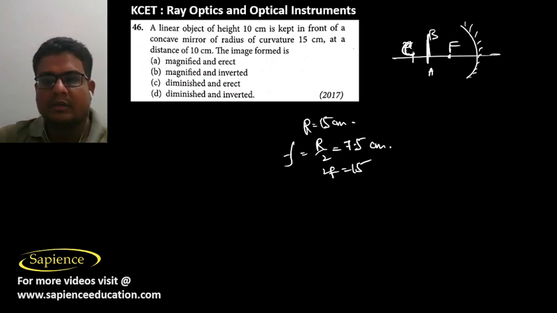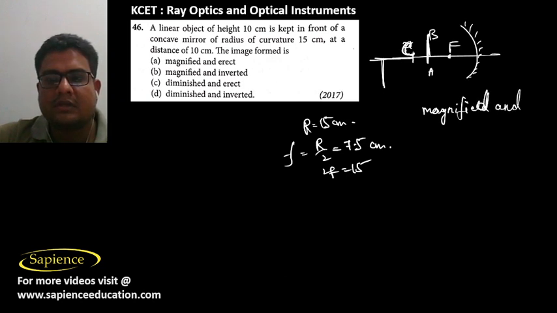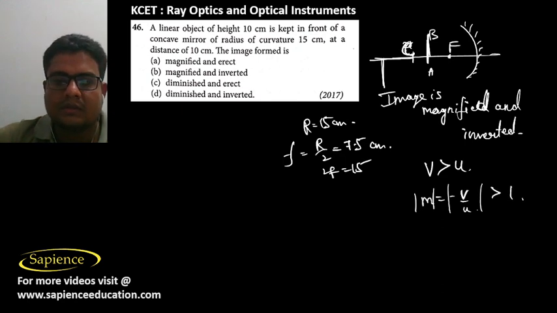So it means the image which will be formed will be real, inverted, and enlarged, and that will be formed beyond the center of curvature. So the image is magnified and inverted. Obviously, since v here is more than u, when you do m is equal to v by u, the magnitude of that m will be obviously more than 1.